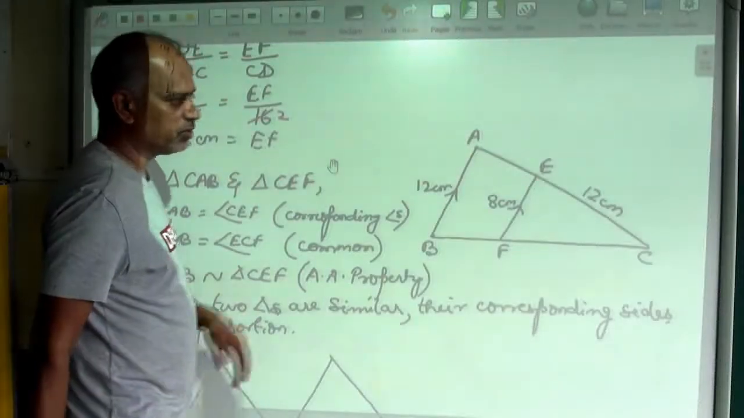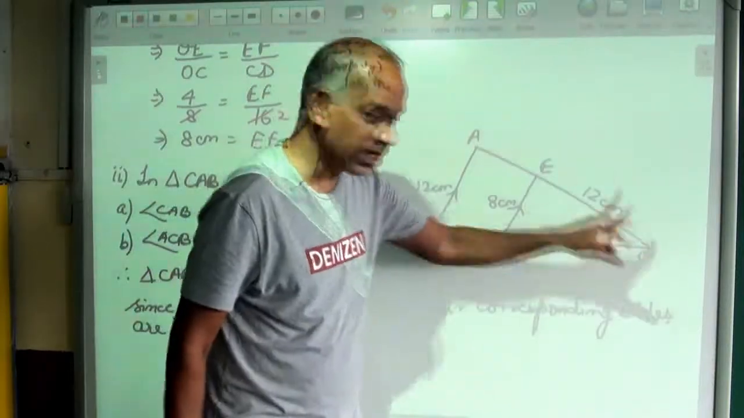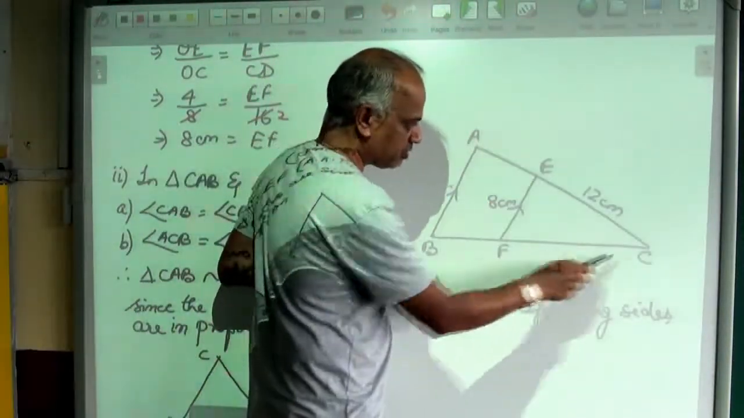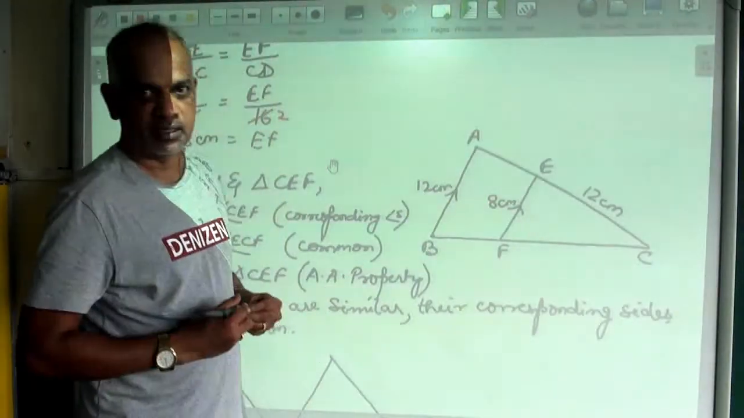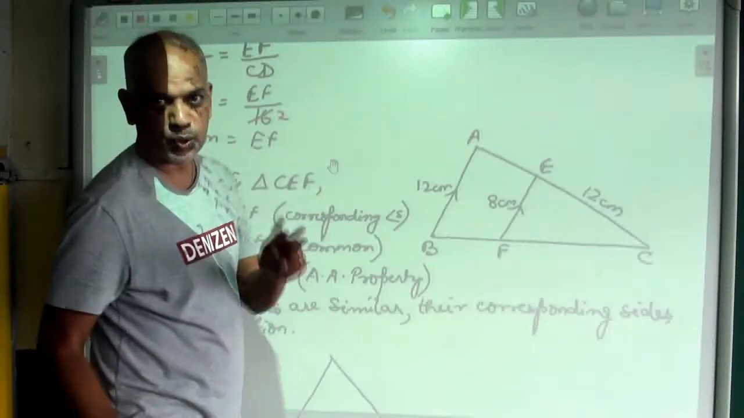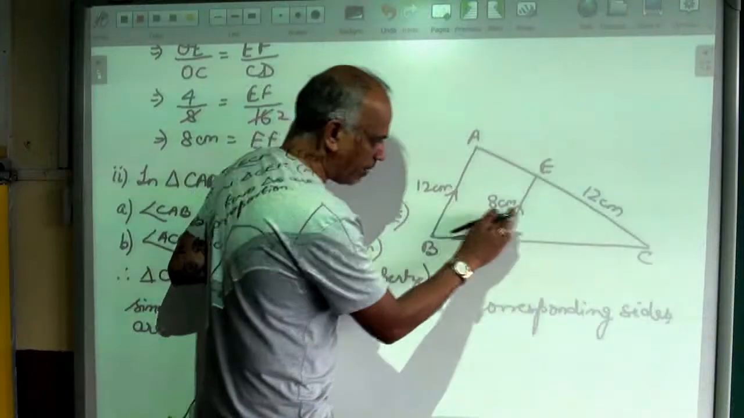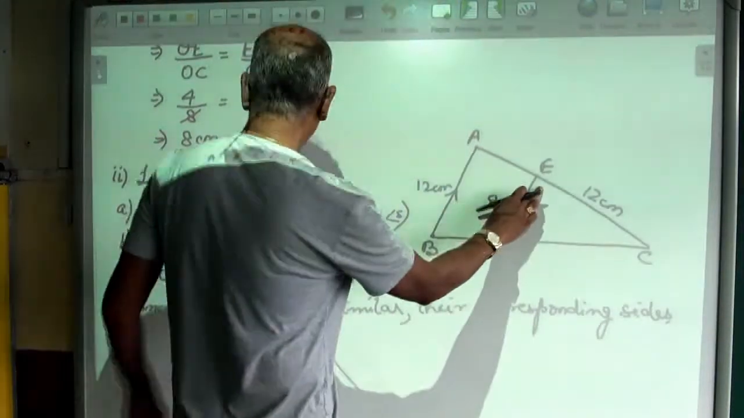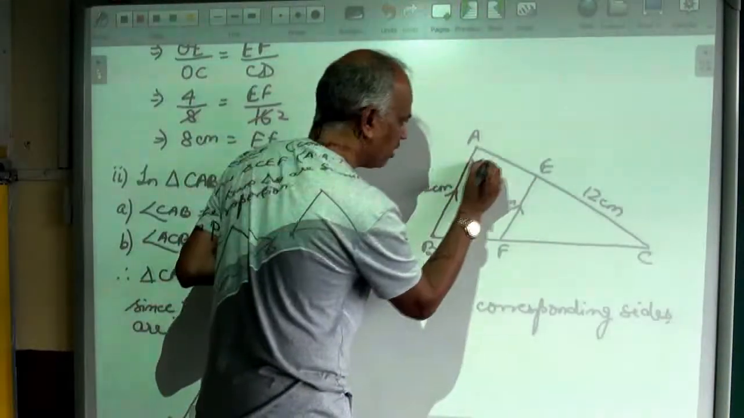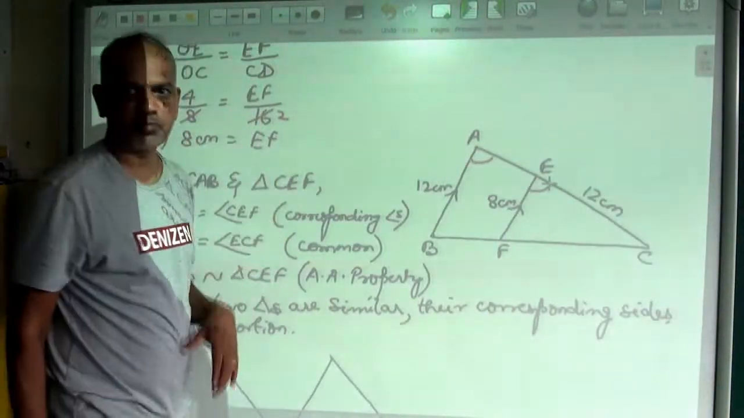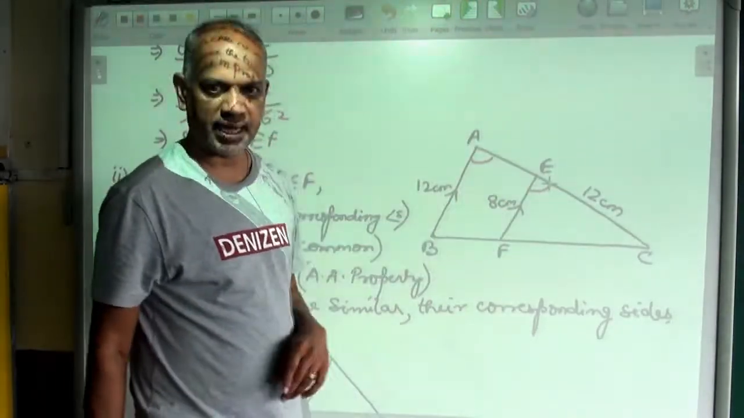So first, see whether there are two triangles. The two triangles are ABC, the biggest one, and the second one is EFC or CEF. You have to prove that these two triangles are similar. For that, two angles you have to mark to be equal. These two are parallel, therefore this angle and this angle, this angle and this angle are equal. Why are they equal? They are corresponding angles, because these two sides are parallel.